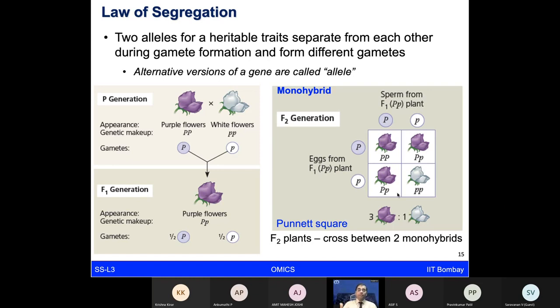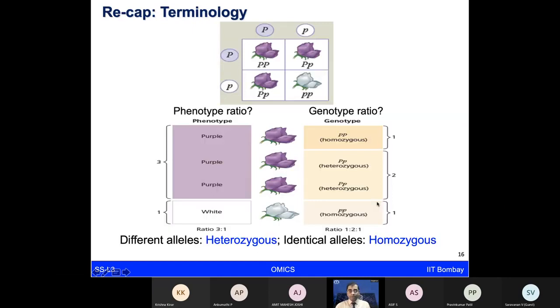So initially there was some dominance of some trait in the first generation, but in the second generation they started segregating. And that's where his law of segregation came, that two alleles, allele capital P and small p, for the heritable traits, separate from each other during gamete formation and in the subsequent generation. And we now know these are alternative versions of a gene, which we now term alleles.